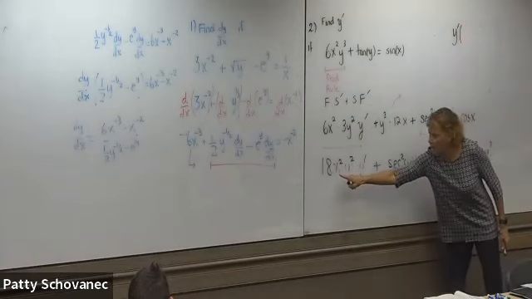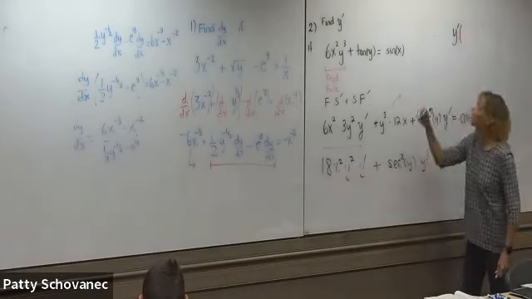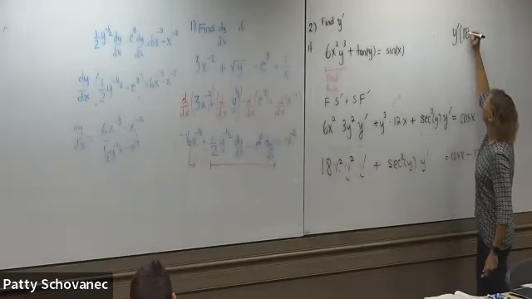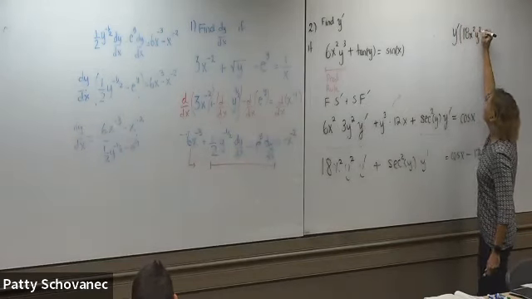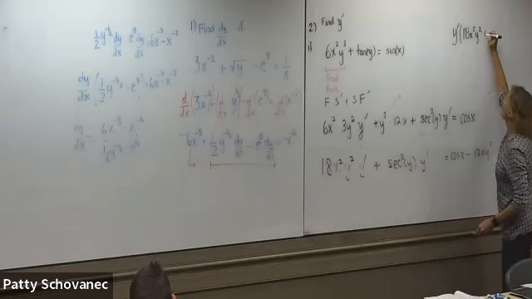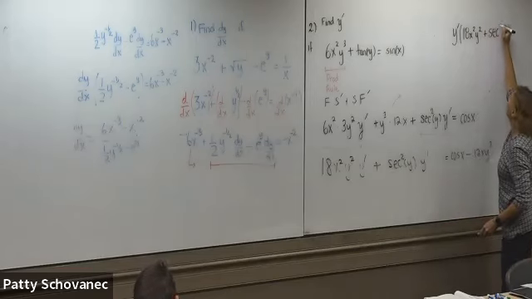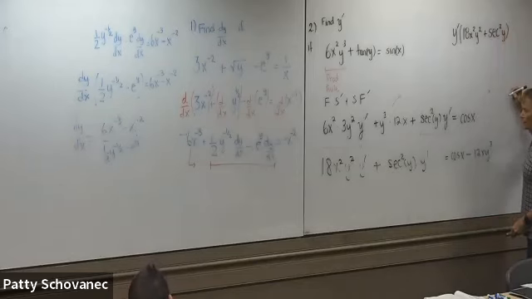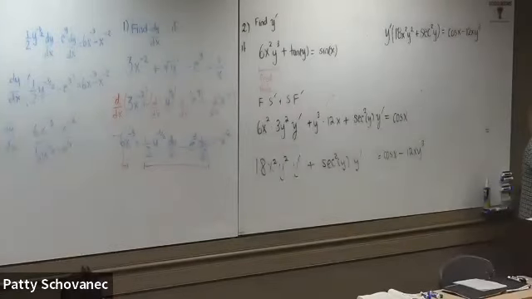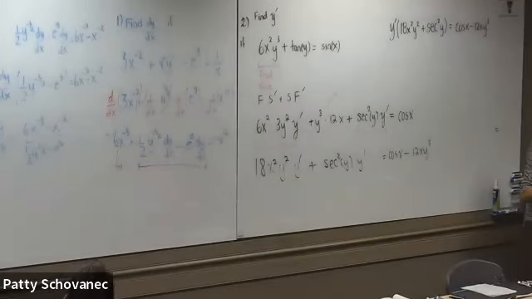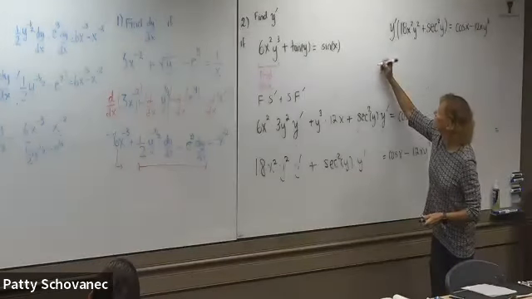So we rewrite this side without the y prime in it: 18x squared y squared plus the secant squared of y. And then this side as before: cosine of x minus 12x y cubed. And then the last step is to divide by what's in the parentheses.